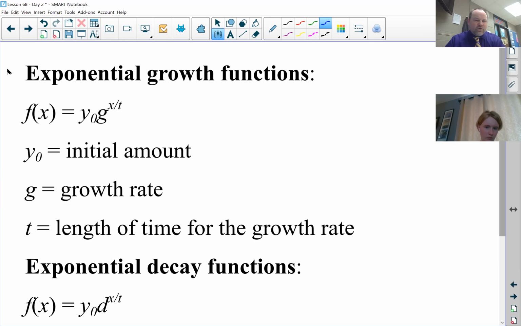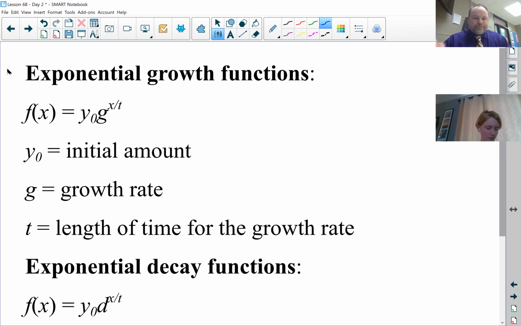For exponential growth, that g is then the growth rate. If it doubles or triples or quadruples or however it grows, that's going to be our g. And the x is just the amount of time, but t is the length of time for the growth rate. So if your money doubles every 6 years, t would be 6. And g would be 2, because that would be the growth rate.